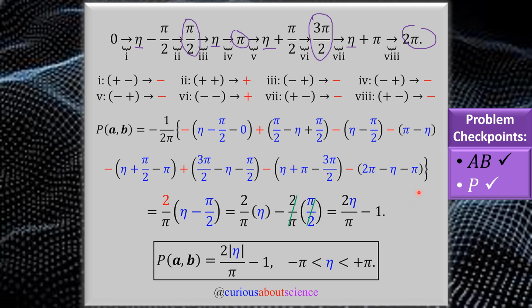Now that we're done with this mega mess, let's go ahead and simplify or finish off this problem by graphing and seeing how it holds up with Bell's inequality.